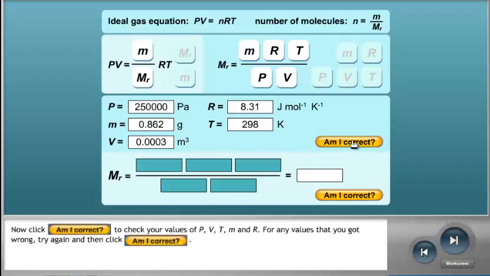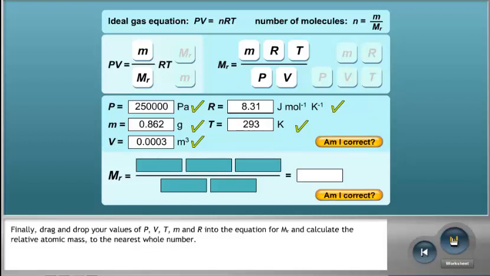Now click Am I correct? to check your values of P, V, T, M and R. For any values that you got wrong, try again and then click Am I correct? Finally, drag and drop your values of P, V, T, M and R into the equation for Mr and calculate the relative atomic mass to the nearest whole number.